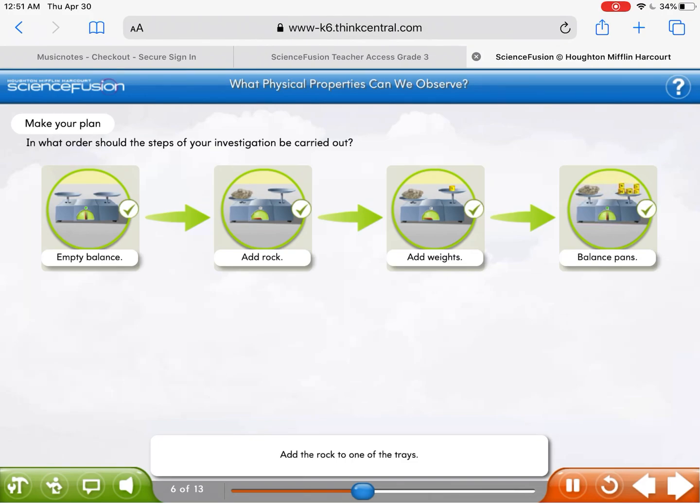To find the mass of one of the rocks, start with an empty balance. Add the rock to one of the trays. Add weights one at a time until the pans are balanced. You may need to take away weights to make the pans balanced.